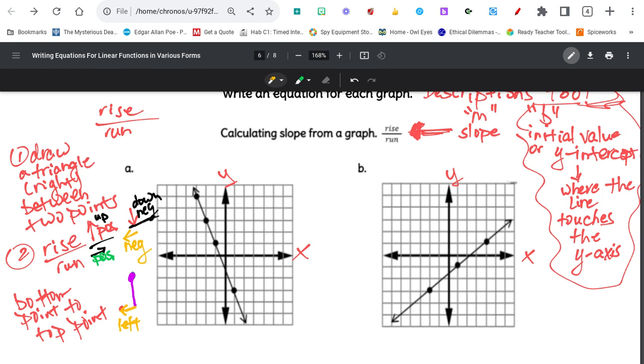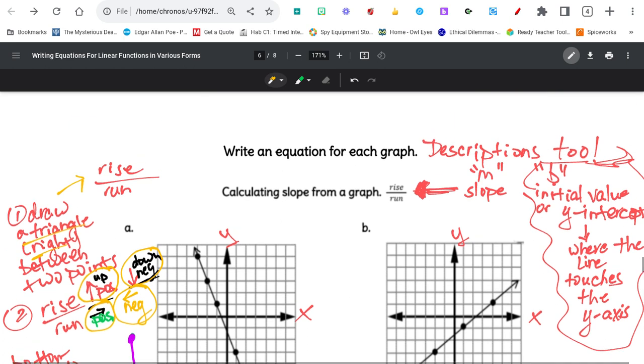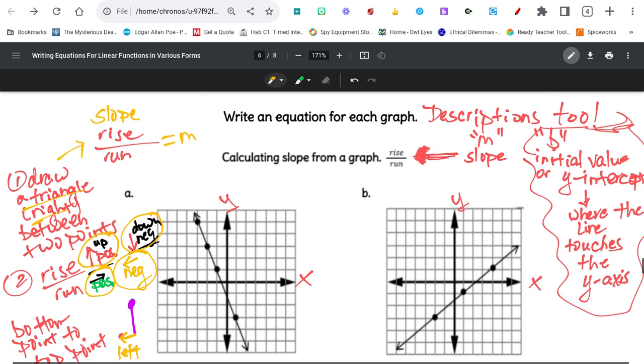The rise can go up or down. If it goes up, it's positive. If the rise goes down, it's negative. And this is once you draw that right triangle. If your run runs to the right, it's positive. If your run runs to the left, it's negative. And this is all going to help you calculate rise over run, which is nothing but slope, or M, okay?